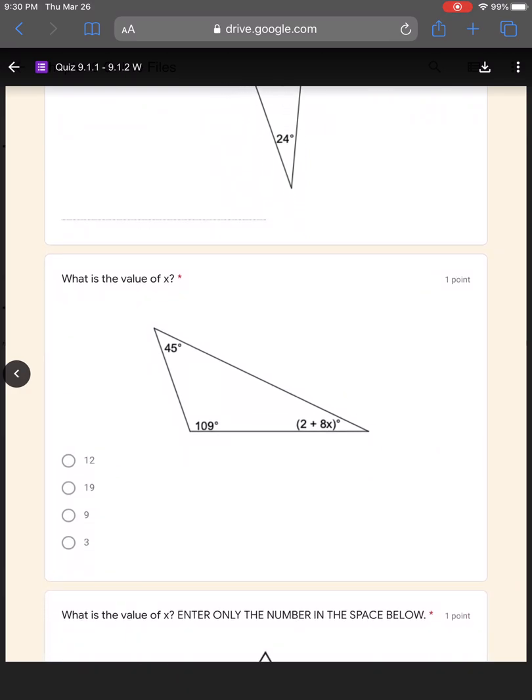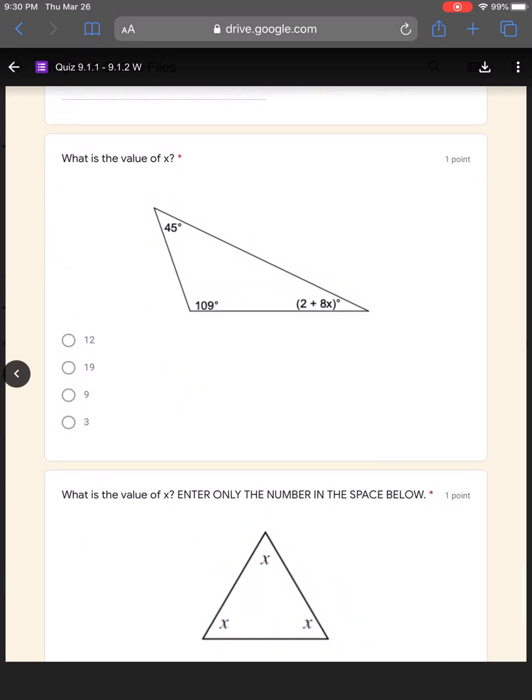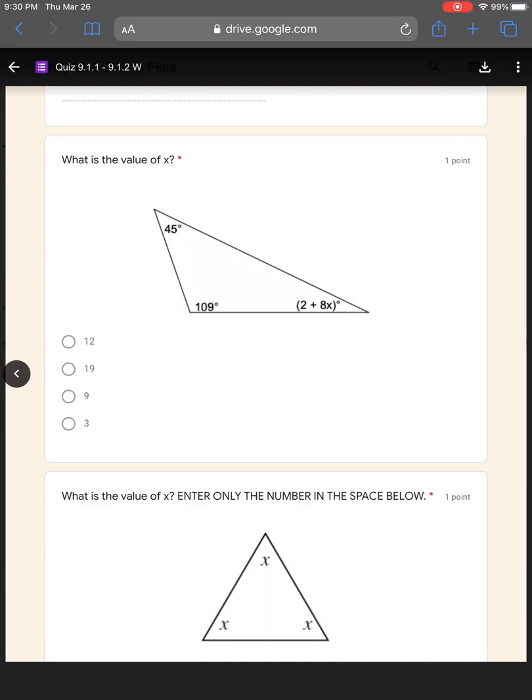Okay. Next, what is the value of x? Again, you could write an equation, or if you would like to plug in with the given answer choices, you could do that as well. Just remember, when you're plugging in, you need to use those parentheses. So our options are 12, 19, 9, or 3.